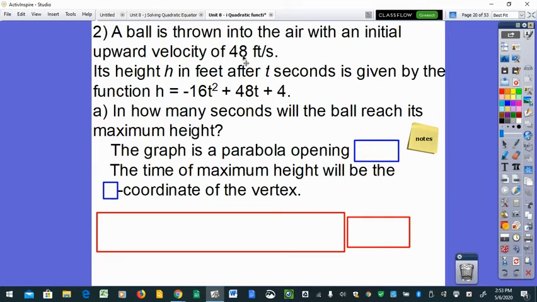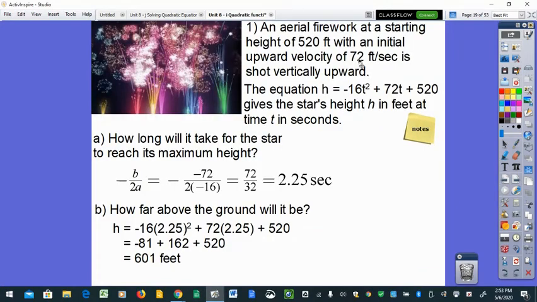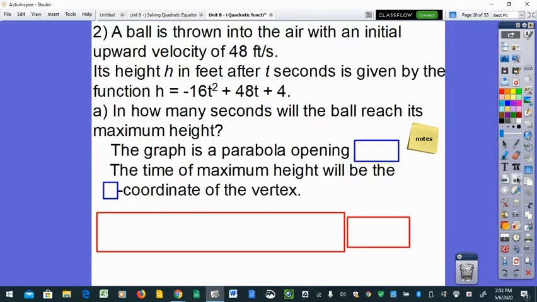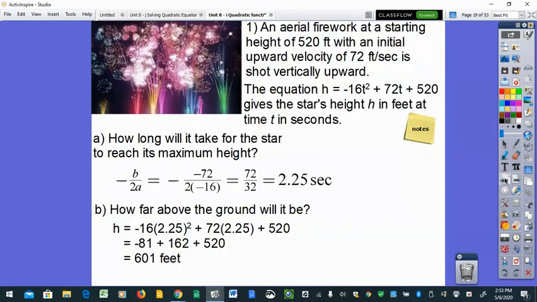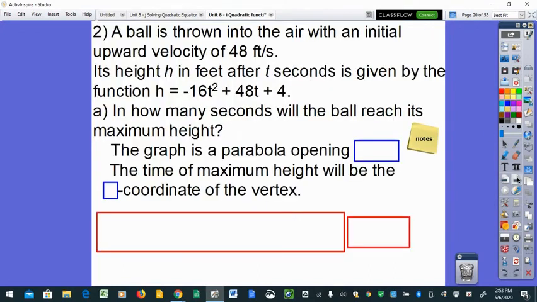Before we go anywhere, do you see that 48 feet per second going in front of the t again? Just like in the last example, that 72 was the B. I hope you start to notice a pattern. It'll be important in the future. Notice that the A is negative 16, same as here. So that has something going on there with vertical motion.